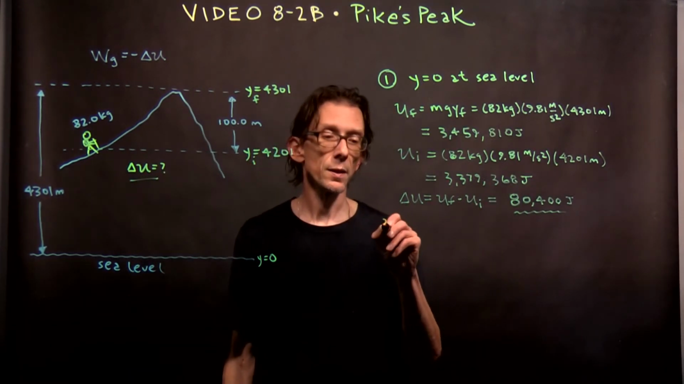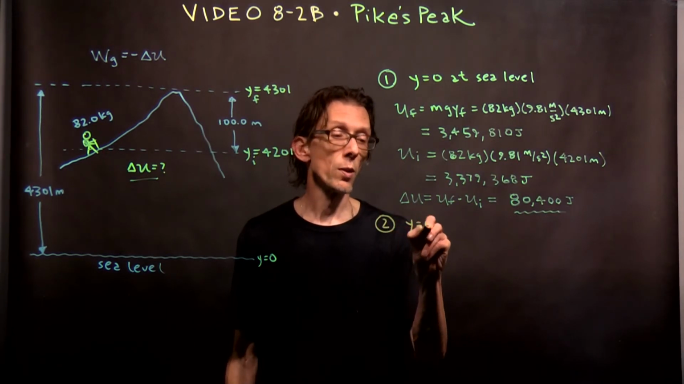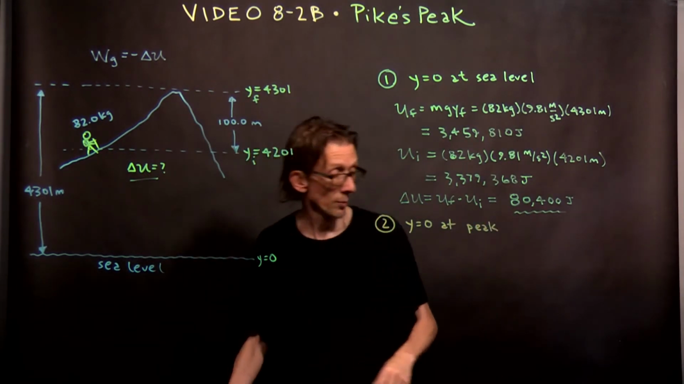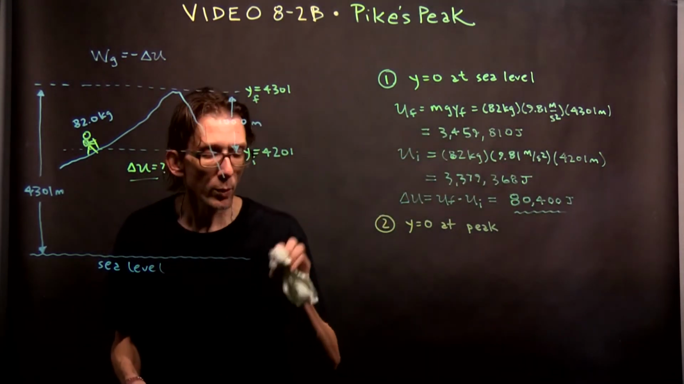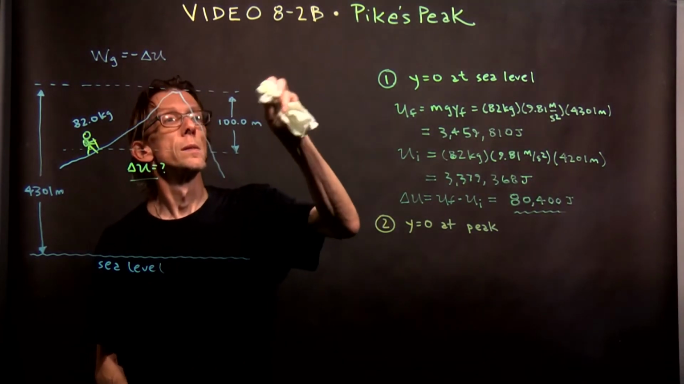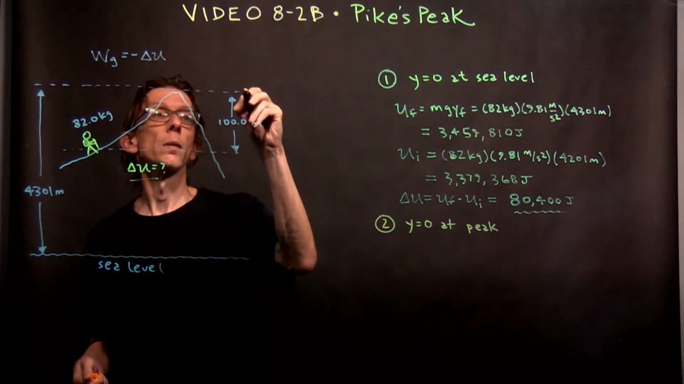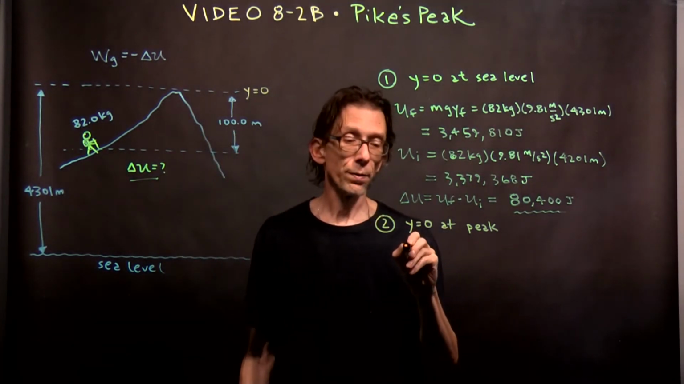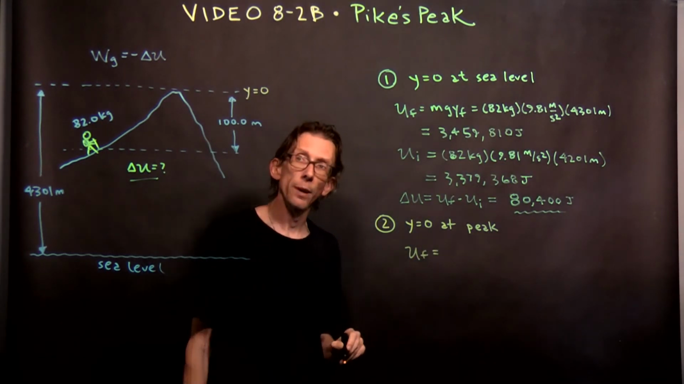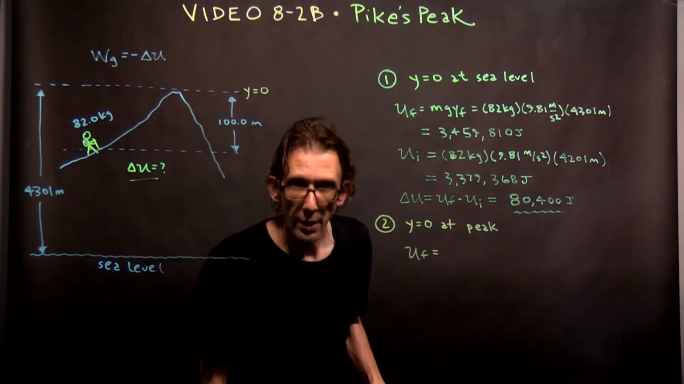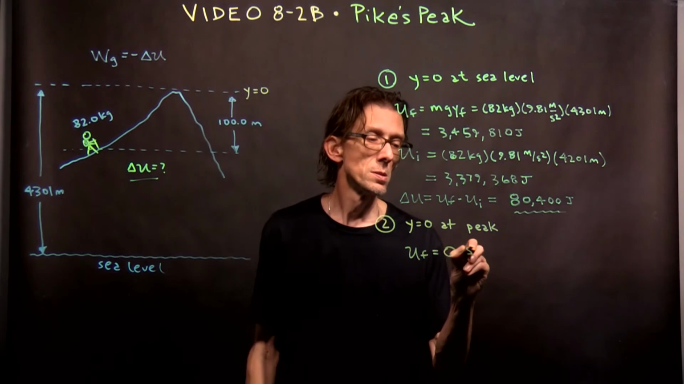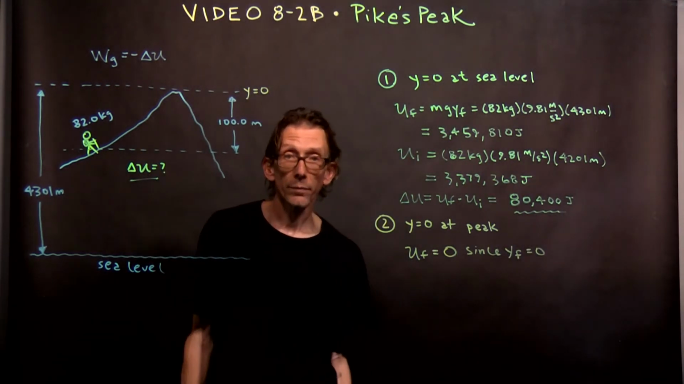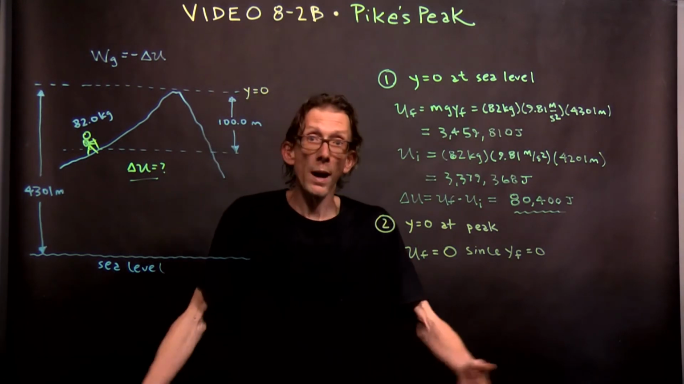Now we're going to do a second case, and we're going to put y equals 0 at the peak. We're going to shift it around a little bit, and we're going to put y equals 0 up here. This is going to be our y equals 0. And we're going to do the same calculations. U_F, your final potential energy, is going to be 0 because your final y value is equal to 0. So mgy_f is going to be 0 because y_f is equal to 0 no matter what m and g are.